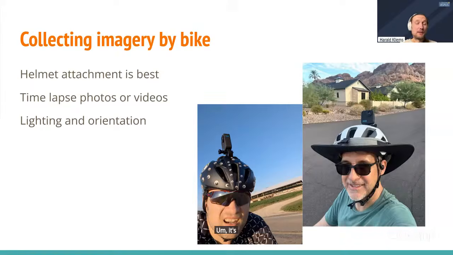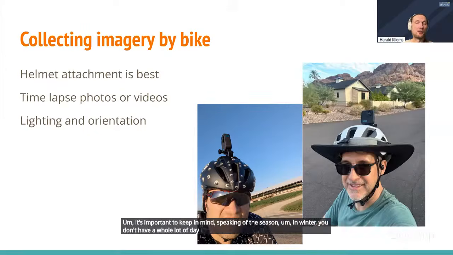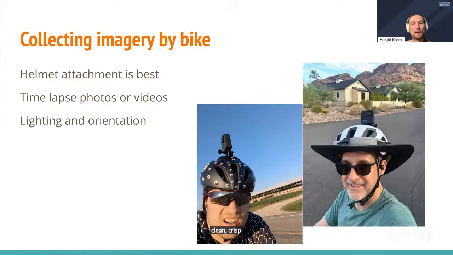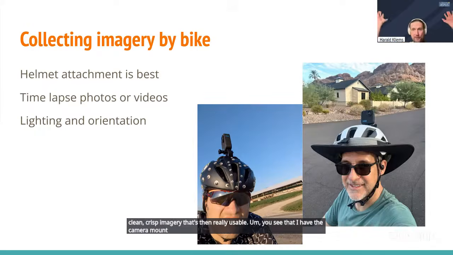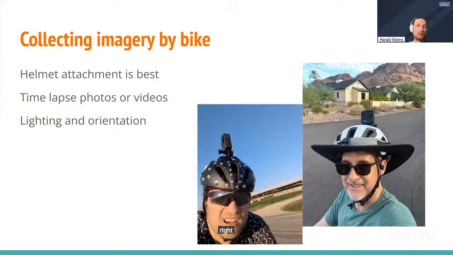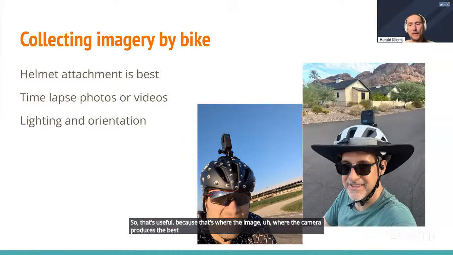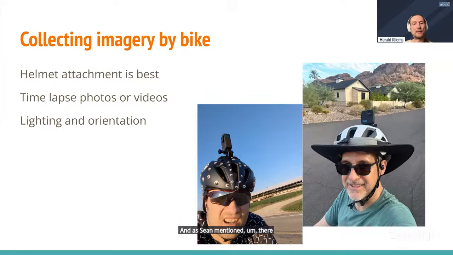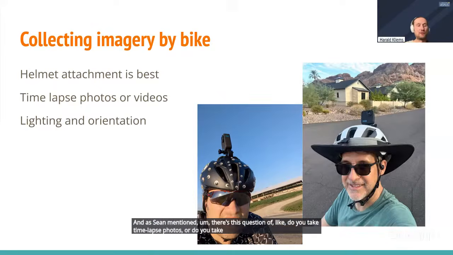It's important to keep in mind, speaking of the season, that in winter you don't have a whole lot of daylight to work with, and you really do want a decent amount of daylight to capture clean, crisp imagery that's really usable. You see that I have the camera mounted with the two lenses facing side to side. That's because usually what you're interested in mapping is to your side and not right in front and right behind you. That's where the road surface is. So that's useful because that's where the camera produces the best images. And as Sean mentioned, there's this question of, do you take time-lapse photos or do you take continuous video?